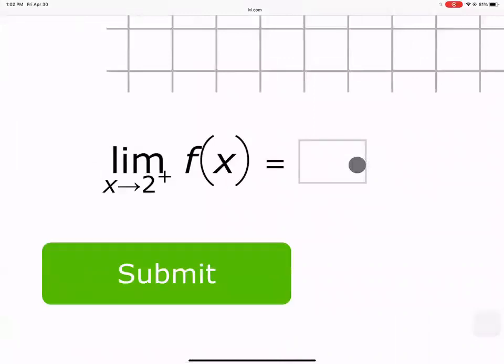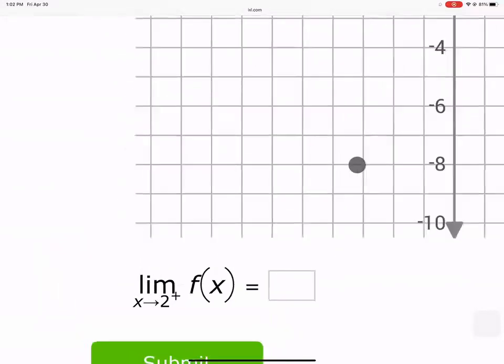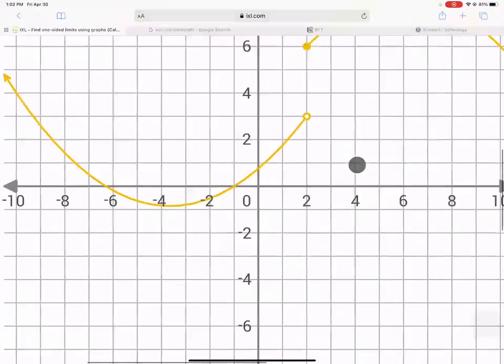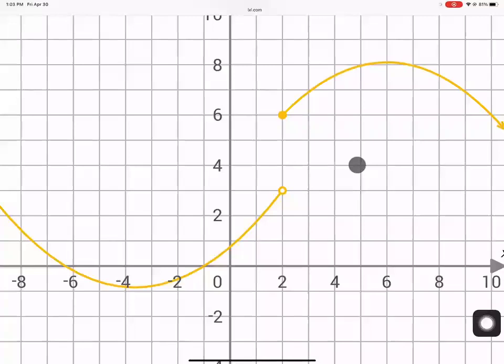Now, naturally, when I see plus and minus, would you say plus is right or plus is left? Would plus be on the right side of a number line or would plus be on the left side of a number line? The plus is on the right side. So we're thinking it's coming from the right side. As I get close, not as I run away. I'm running to 2. So as this line gets closer and closer to 2 on the right side, what does the y value look like? It looks like 6.